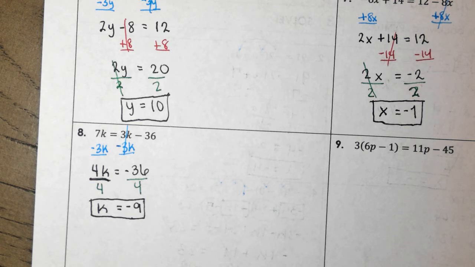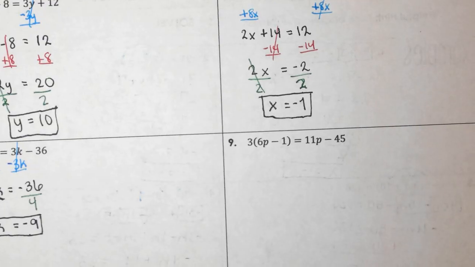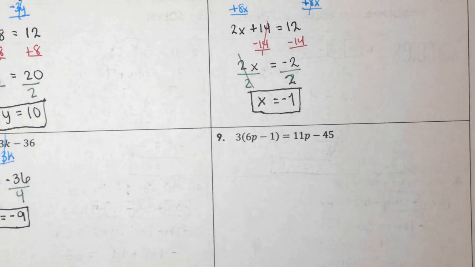You're just going to have to move whatever variables over on this side to this side to keep this equation balanced and to keep something on the side of the equation. But it worked out in this case because it was still smaller, so I still got a positive variable. But I'm just telling you, in some cases like this, you may not have a choice. And then once I did that work, I got 4k equals negative 36, divided by 4, k equals negative 9. Easy work. Next one, number 9.